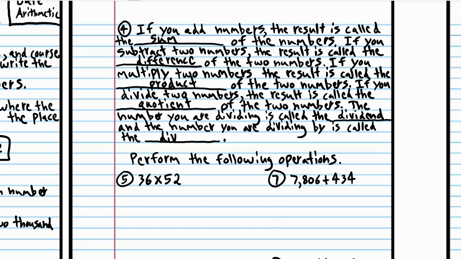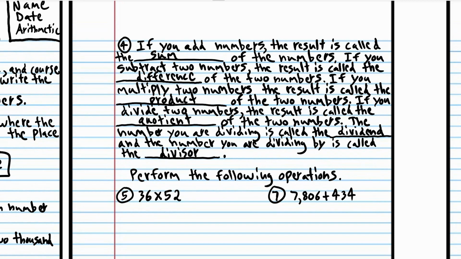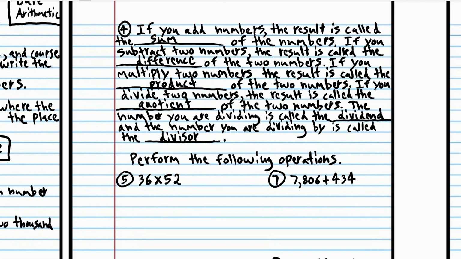So remember, when you're dividing two numbers, you have to memorize 3 terms. One term is the quotient, the number that you get after you divide. One number is the dividend, the number that is being divided into parts. And the number that you're dividing by is called the divisor. So that's an example of fill in the blanks.